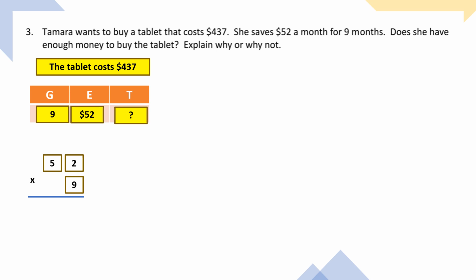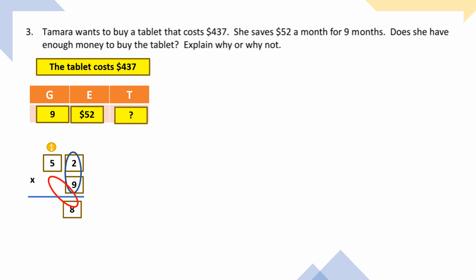Okay, now let's go ahead and start multiplying. 9 times 2 is 18. So we're going to write 8 in the ones place, and we're going to carry our 1 over the tens place.